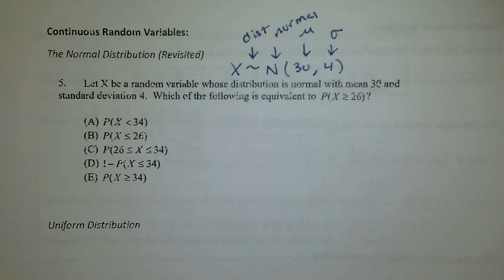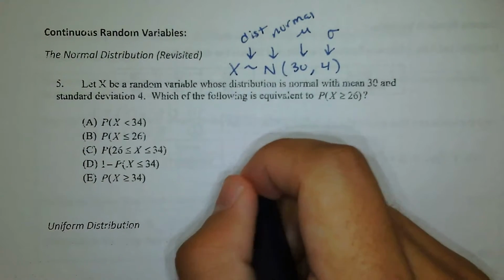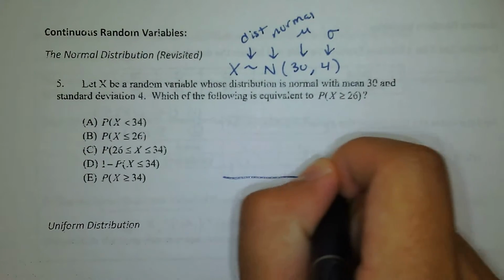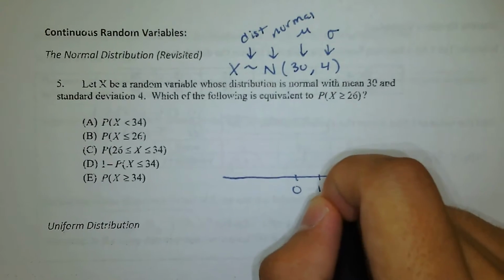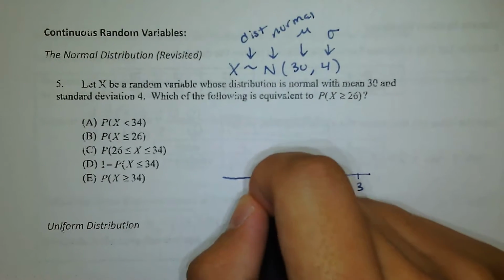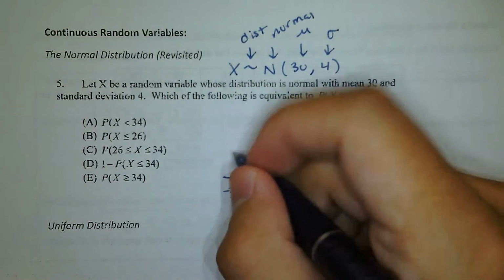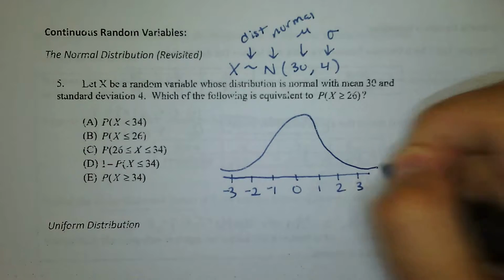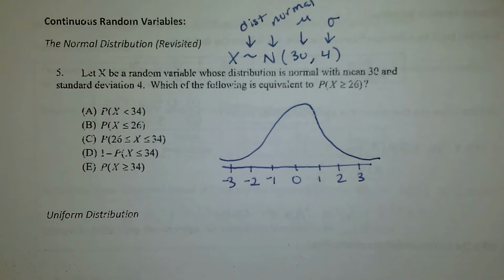And which of the following is equivalent to the probability that x is greater than or equal to 26? So we're actually going to draw a picture for this situation. As a reminder, on my picture, I always draw in the standardized normal curve because this helps me to see where the observations are and how their respective z-scores would follow. So we're going to pretend that's symmetric.